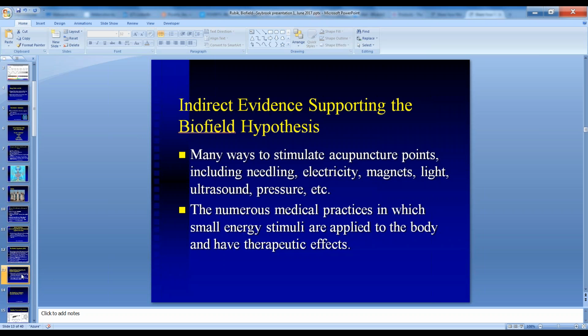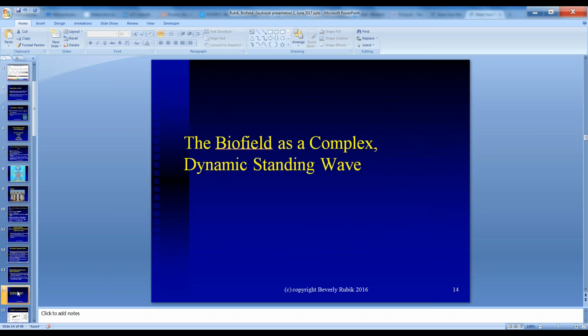And there are so many medical practices in which extremely small energy stimuli are applied to the body and have therapeutic effects. There probably are many, many more energy medicines than there are mind-body medicines. Energy medicine is vast, and nobody knows it all. As you'll see as you get involved in the textbooks, it's vast. There are so many ways of applying different types of energies to the body. I just spoke about the ways to influence the acupuncture points, and there's at least 10.